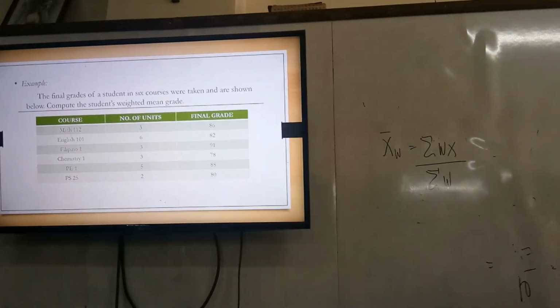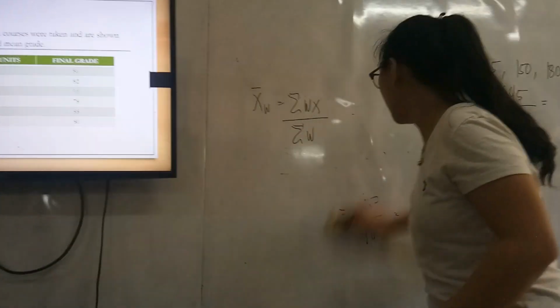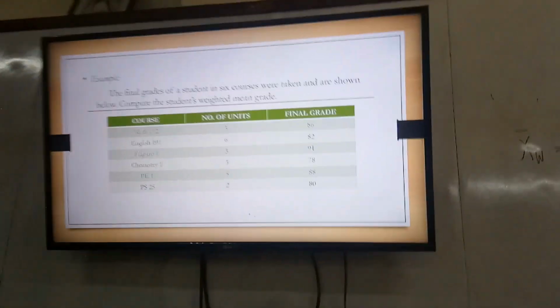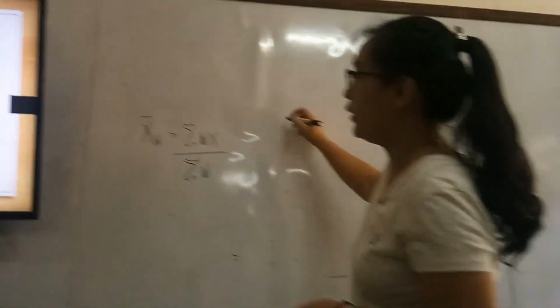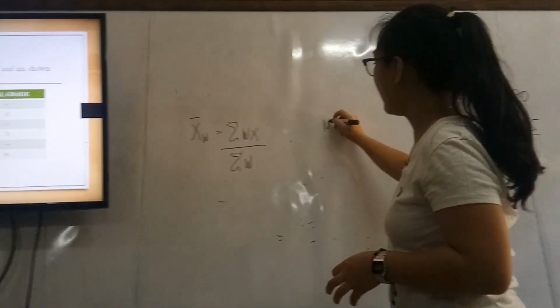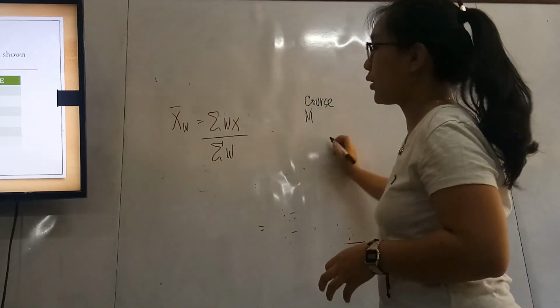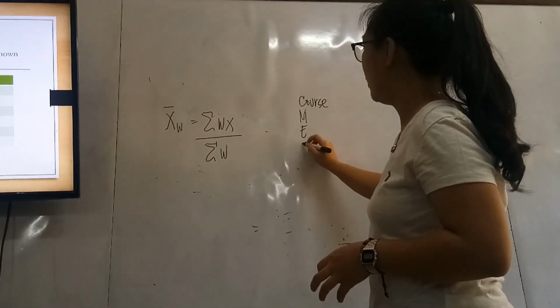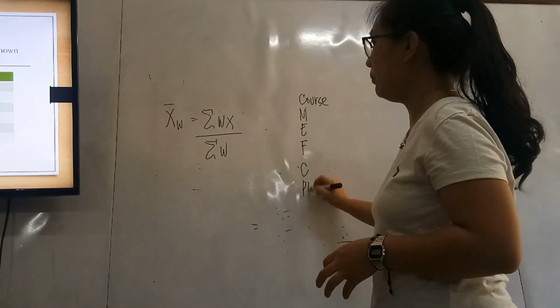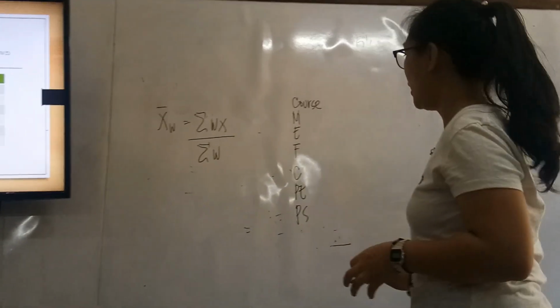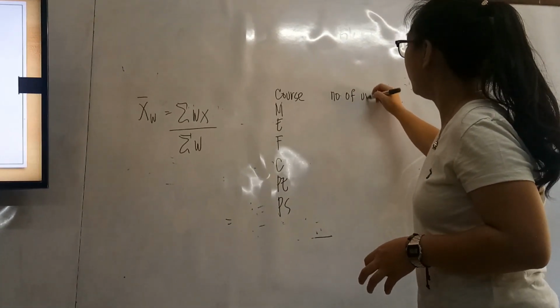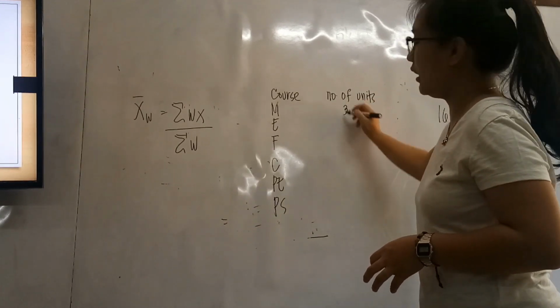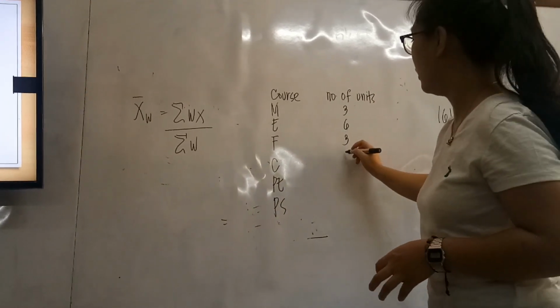So let's write first. Okay? Let's write. So we have your math. This will be your course. I'll shorten it: Math, English, Filipino, Chemistry, PE, and then TS. Maybe that's Physical Science. I don't know. So we have your number of units: 3, 6, 3, 3, 5, and then 2.